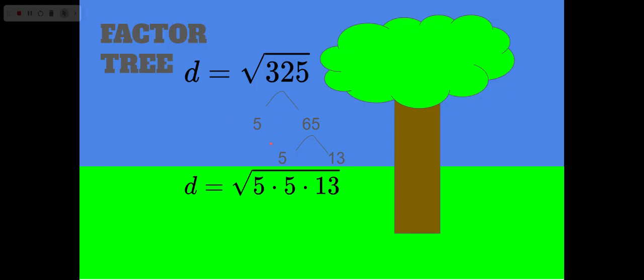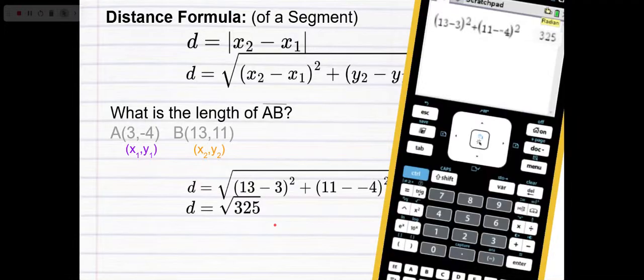I like to rewrite them from least to greatest. Remember, you group your little twins. The square root of 5 times 5 is just 5, so I can bring it out one time. And this little lonely guy's got to stay on the inside. So the square root of 325, the exact answer, simplified, is 5 square root of 13.